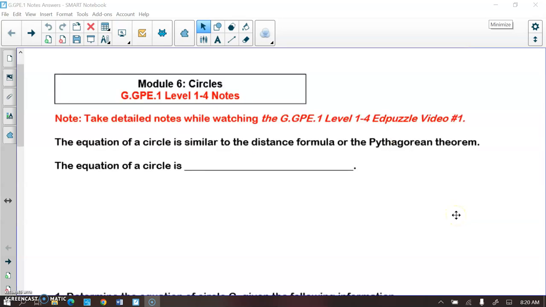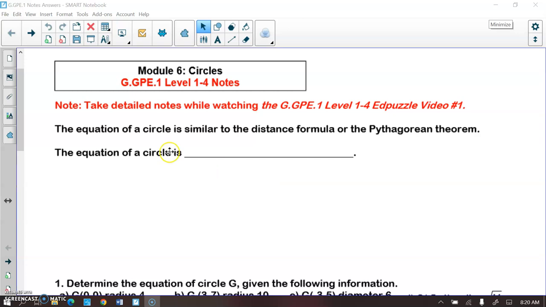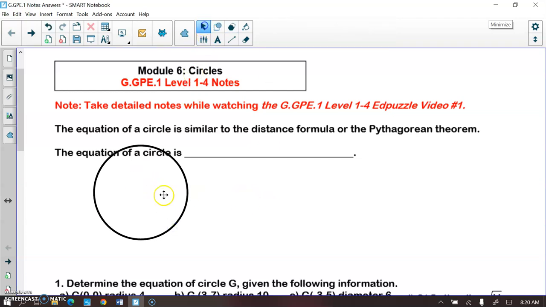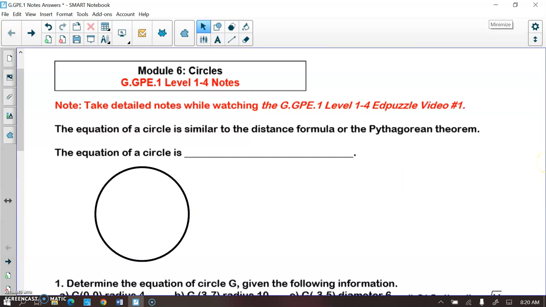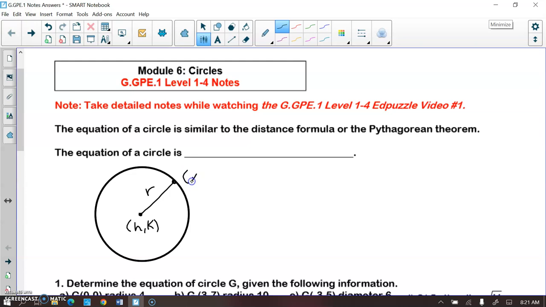All right, so our last standard in the circles unit is about equations of circles. And the equation of a circle is similar to the distance formula or the Pythagorean theorem. If we had a circle, let me label the center of the circle. I'm going to label the center of the circle (h, k). And the radius of the circle, I'm going to label as r. Now, I'm going to label a point on the circle too as (x, y).